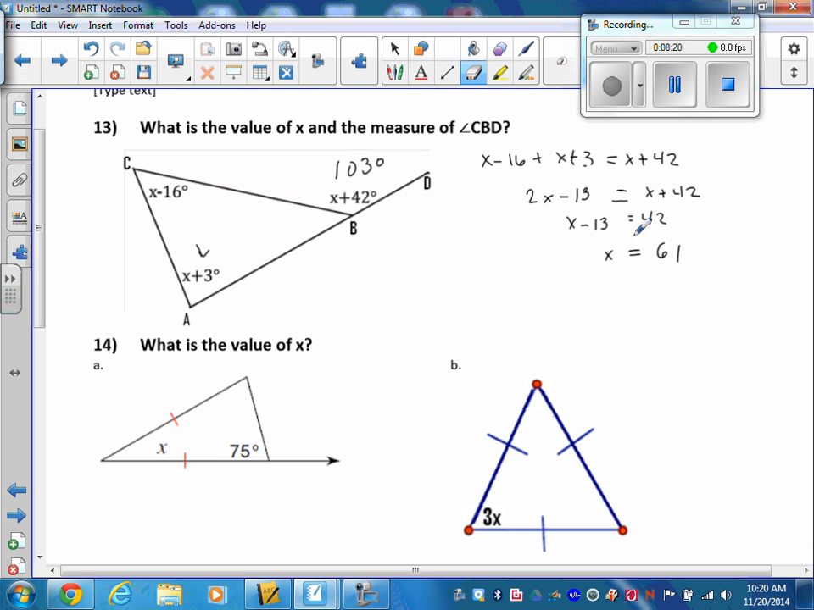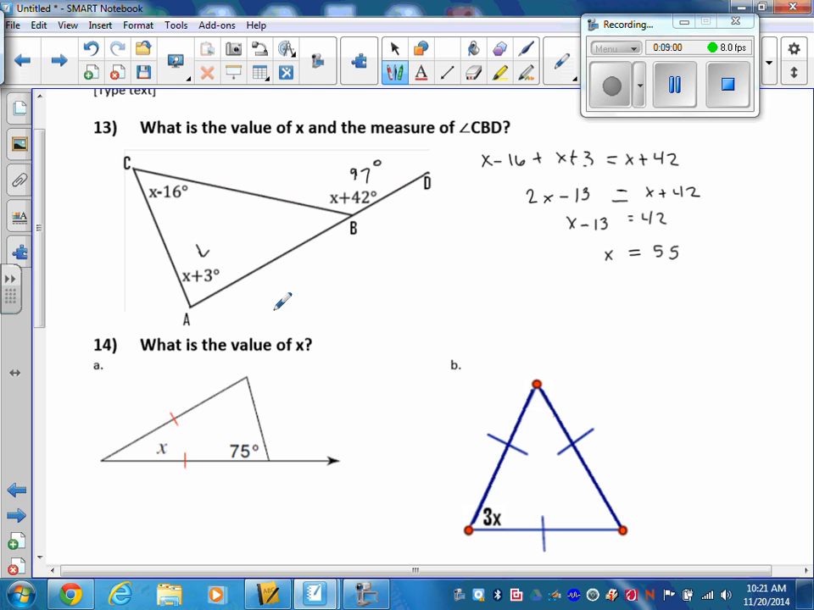So we have 13 plus the 42. So that's a 5 and a 5. So this is 55. So 55 plus 42 is 97. So that is the correct answer for this one, 97. That's the measure of angle CBD. X is 55. The measure of CBD is 97 degrees.